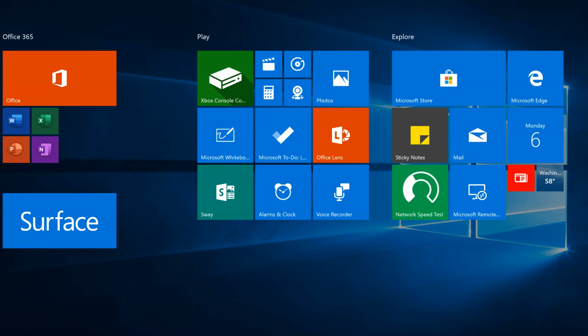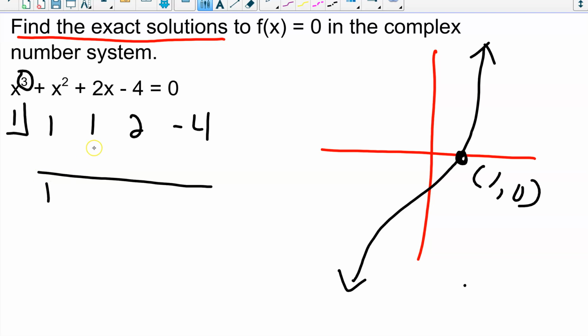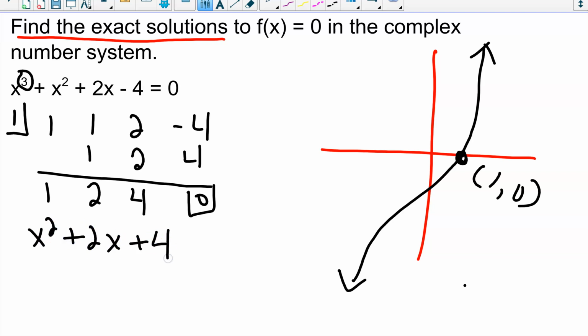And go ahead and do synthetic division on that. If you need to pause the video right now, you can. So we've got our 1, 1, 1, 2, -4. And bring that down. So 1 times 1 is 1, add. 1 times 2 is 2, add. 1 times 4 is 4, add. And I did that correctly. So I end up with x squared plus 2x plus 4. Can't even factor that one, if you were trying to do that.